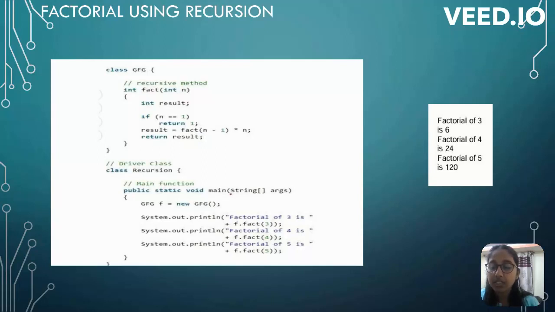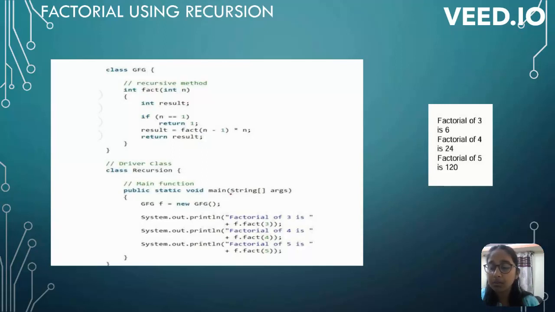Inside the fact method, there is an if-else condition. It checks if the value of n is equal to 1. If it is, the method returns 1, which is the base case for the factorial calculation. If n is not equal to 1, the method calls itself recursively with the parameter n minus 1, then multiplies the result with n. These recursive calls continue until n reaches the base case, and then the calculated factorial value is returned.